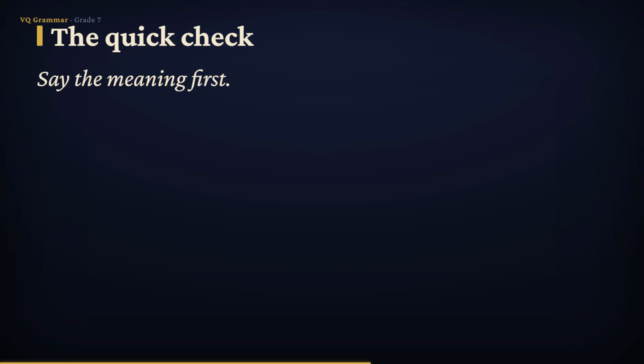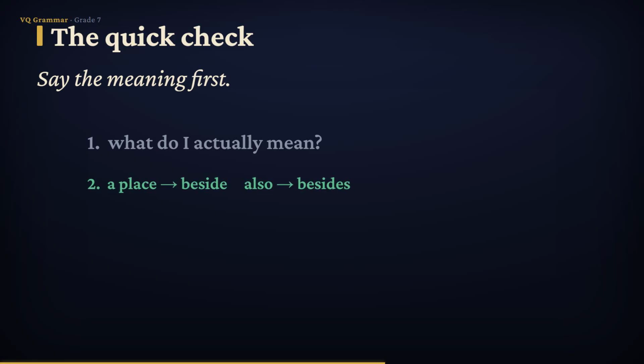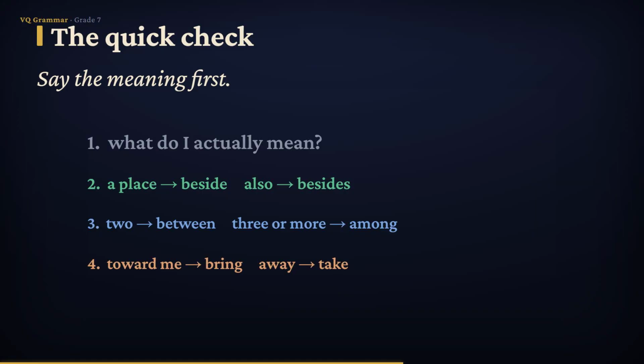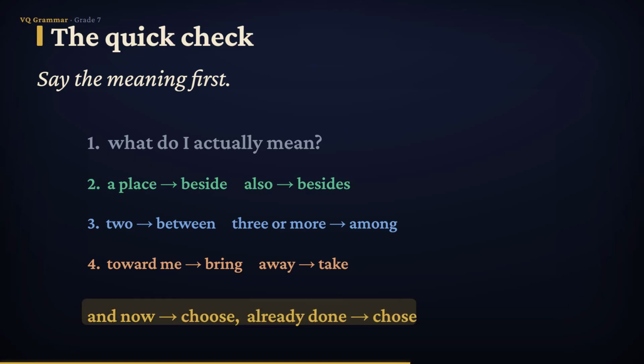Before you pick one of these words, pause and ask what you actually mean. If you mean a place, use beside. If you mean also, use besides. If you're talking about 2, use between. If it's 3 or more, use among. If something moves toward you, use bring. If it moves away, use take. And for time, use choose for now and chose for the past. Say the meaning first and the right word follows. Ready to practice a few together?